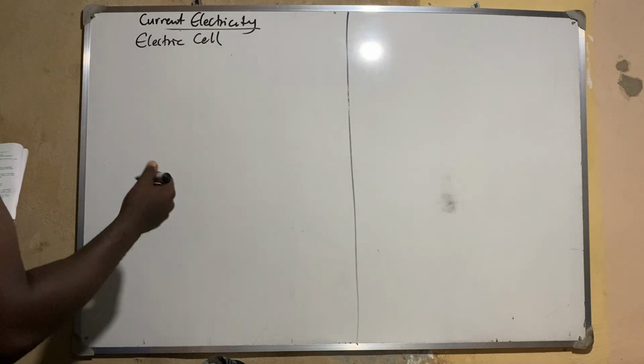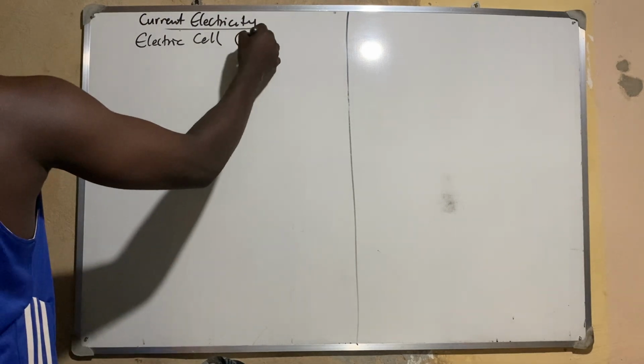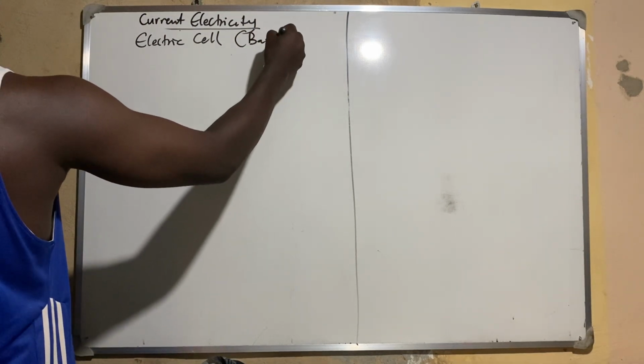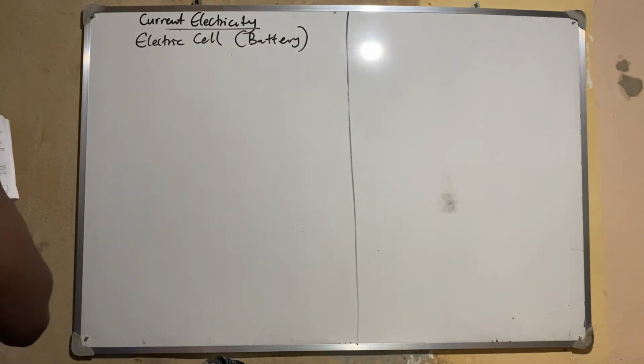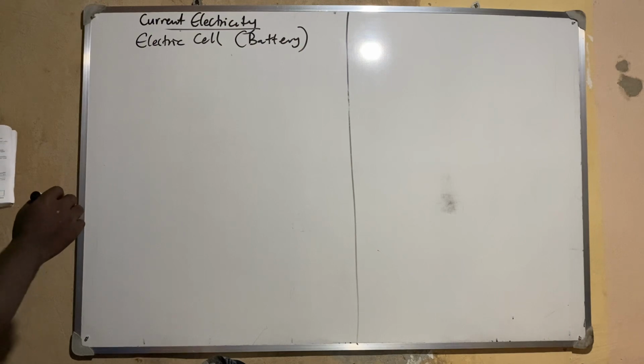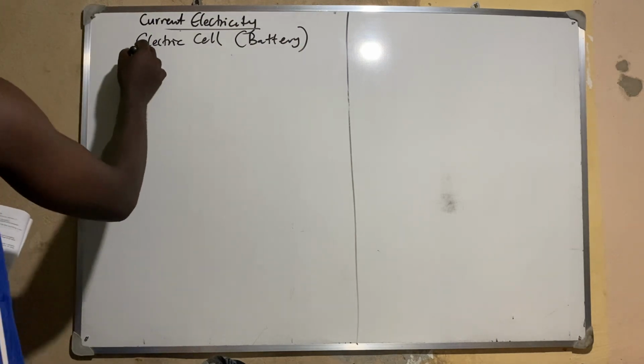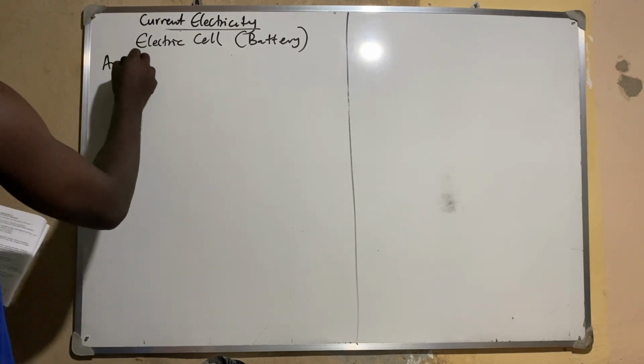So, right, these are devices that generate power. An example of it is what? A battery is a good example of an electric cell. Battery. Okay. So the first thing we'll talk about is what? Let's talk about the arrangement of electric cells.